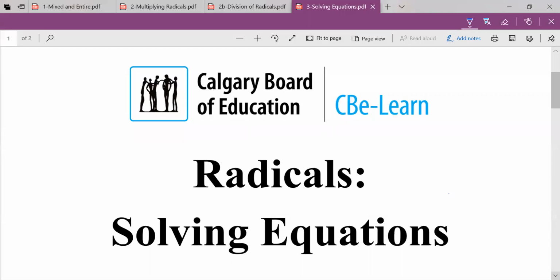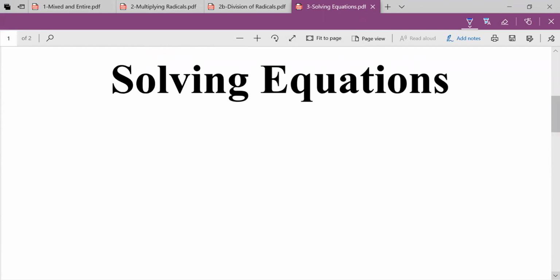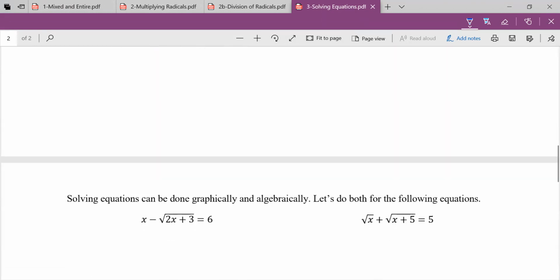Hey, mathletes. Here we are in our last lesson in radicals called solving equations. Make sure you've got your graphing calculators with you because we're going to use them to help us out.